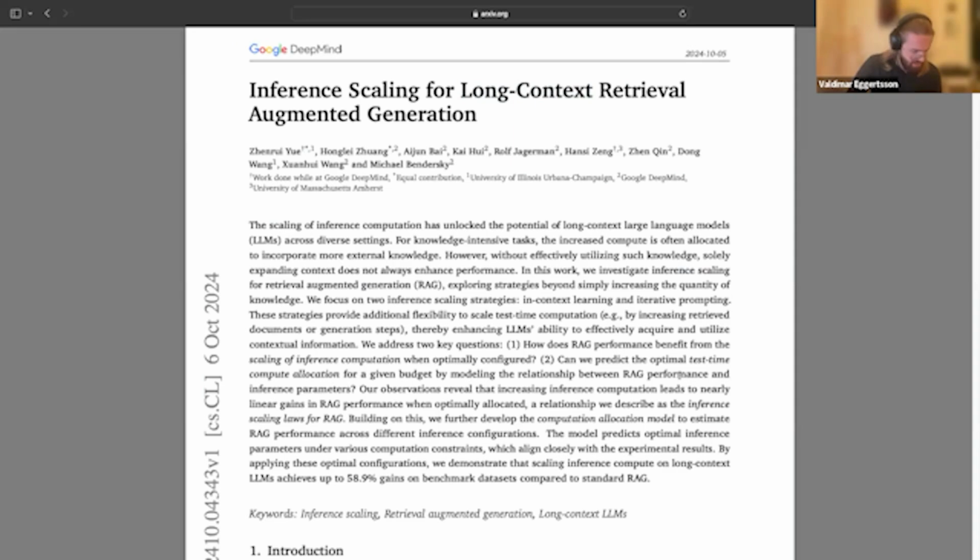And they are basically combining two different concepts. It's in context learning, which is just showing examples of the task right before you ask the model to do the task, and iterative prompting, which is basically just making some kind of loop or process with the LLM prompts.